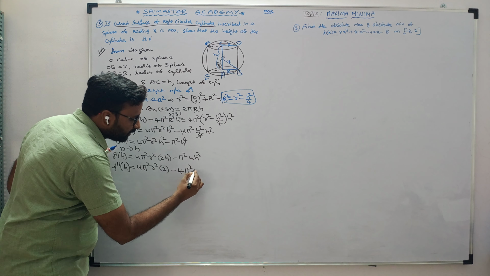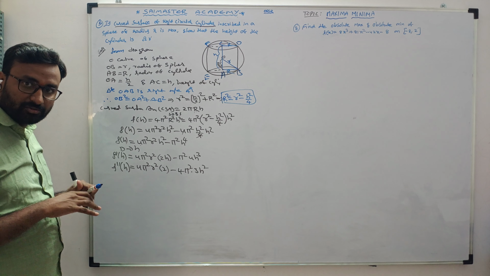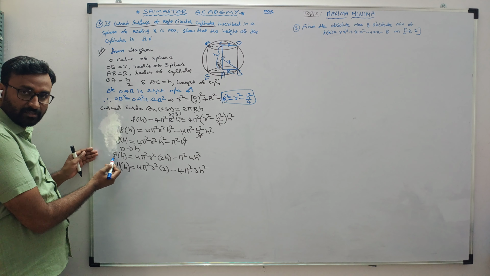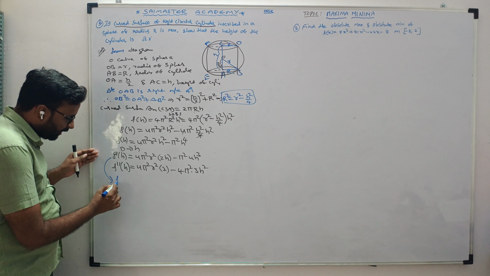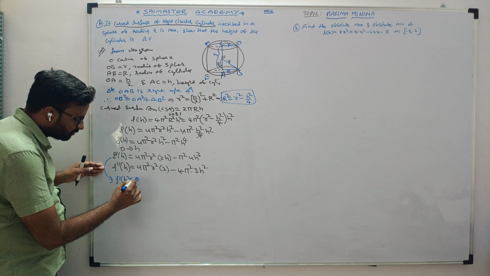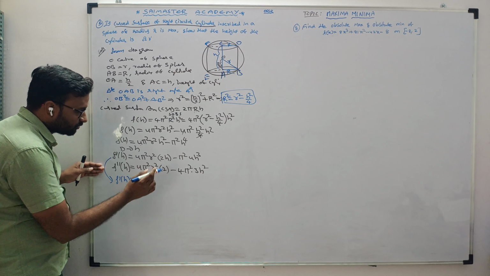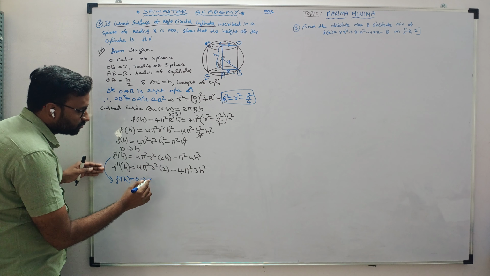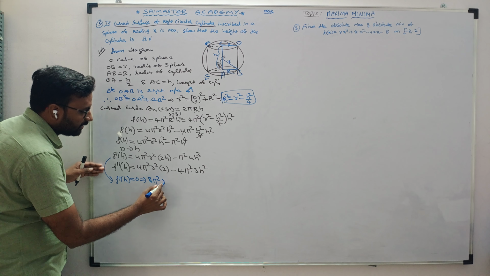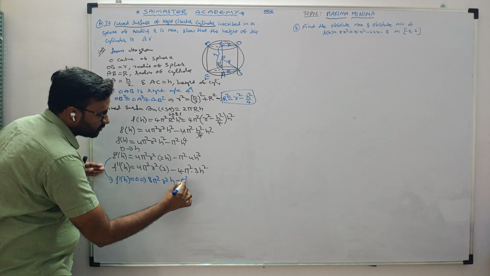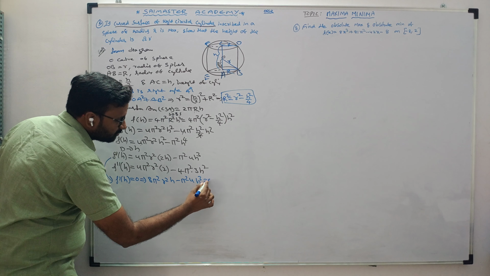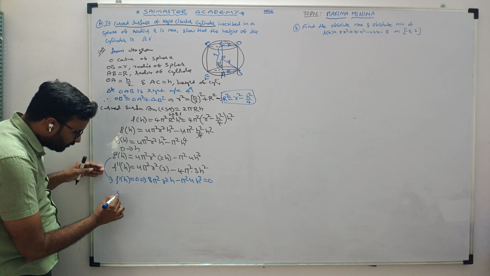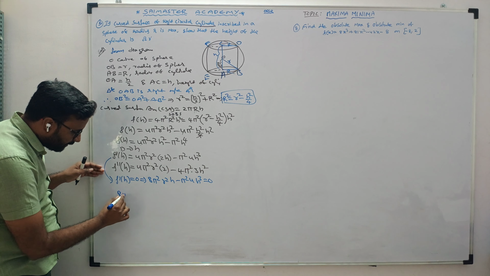But we always need to make f dash of x equal to 0. From this, f dash of h is equal to 0, that means 8 pi square r square h minus 4 pi square h cube equal to 0. I am taking the negative to that side: 8 pi square r square h is equal to 4 pi square h cube.